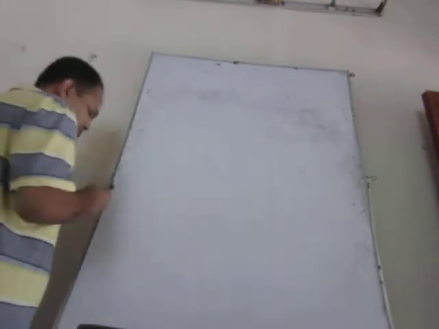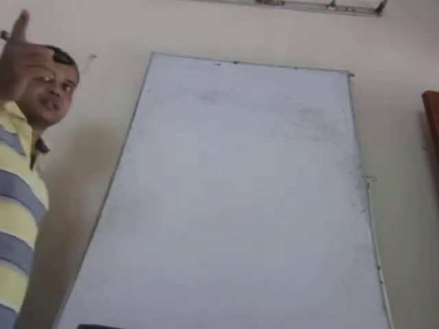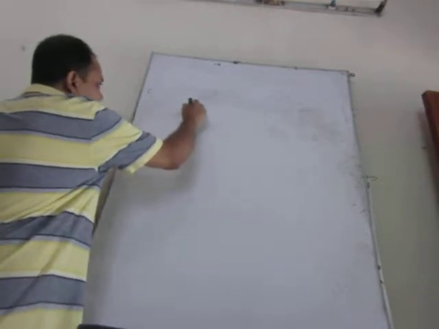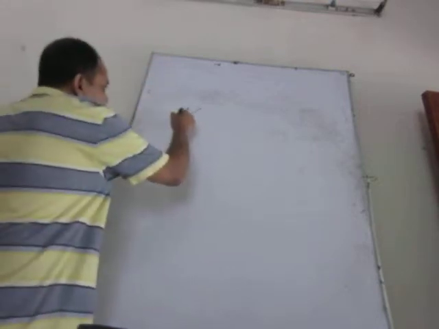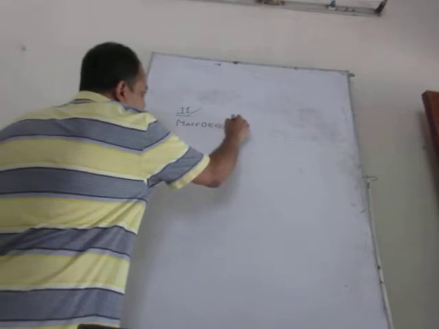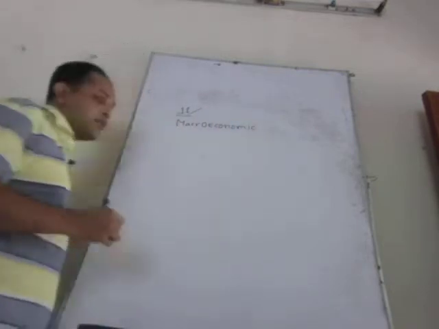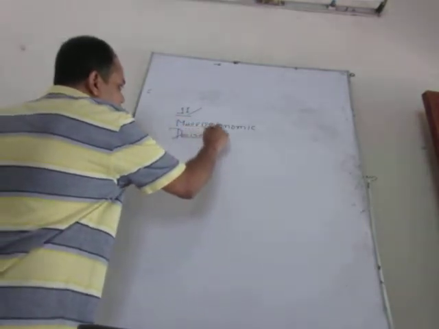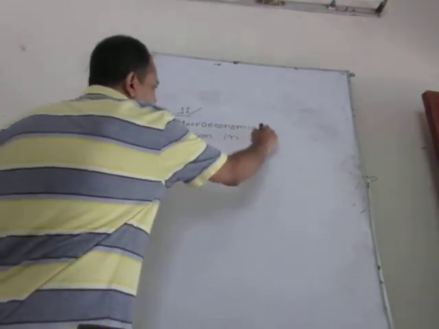Okay, so today we are studying according to your book. This is chapter 11, and the chapter is Macroeconomics, Macroeconomic Decision in Business.